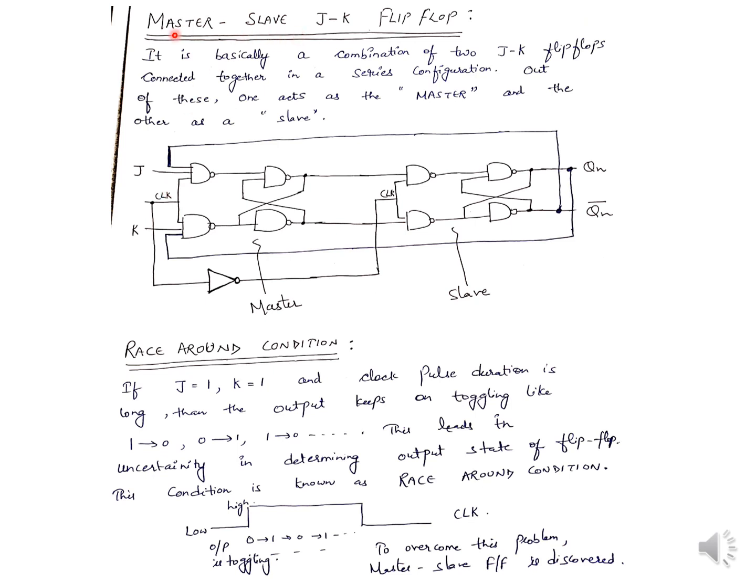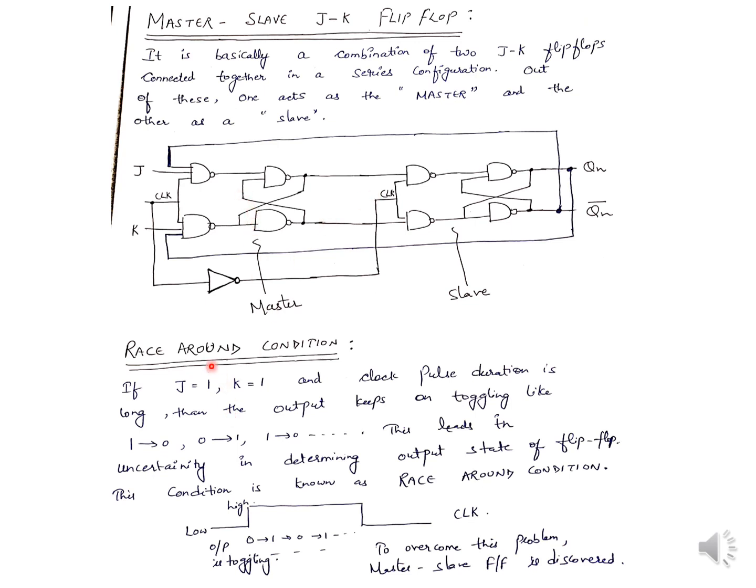Hello everyone. In the previous slide, we discussed the JK flip-flop. So what was the problem in the JK flip-flop? The problem was the race around condition. That means if J equals 1 and K equals 1, what are we getting? The output was toggling. So to prevent that race around condition, we have discovered the master slave JK flip-flop.